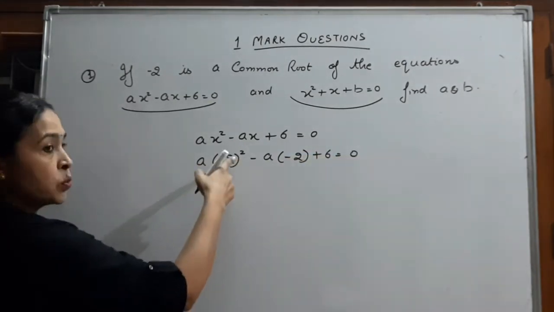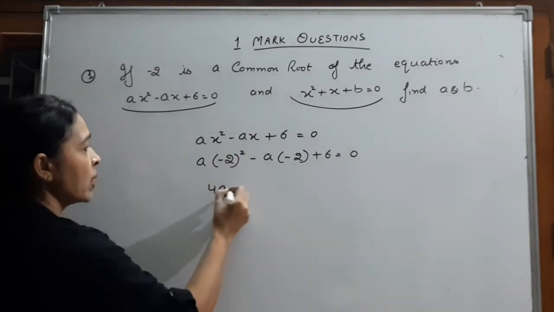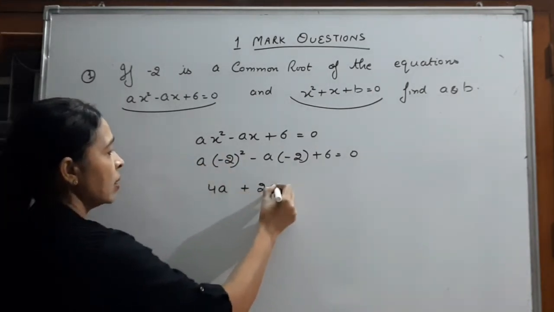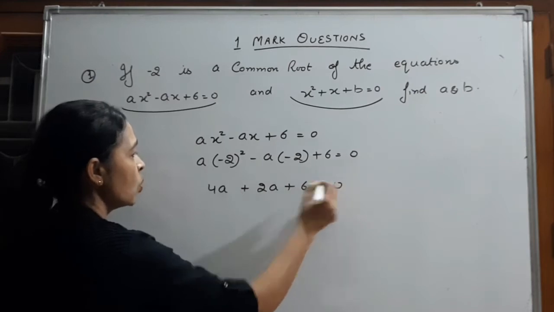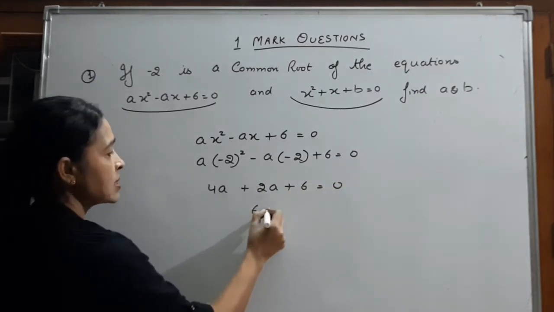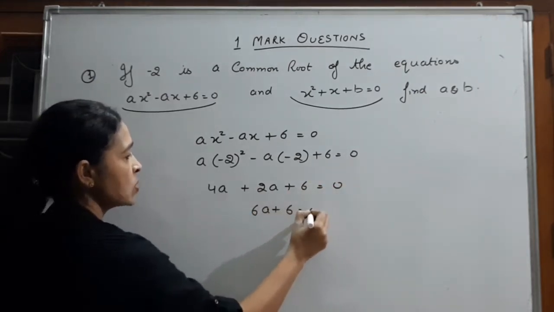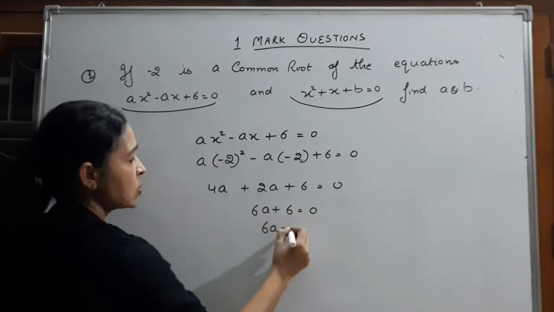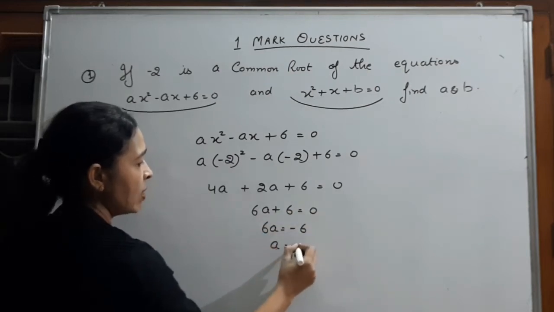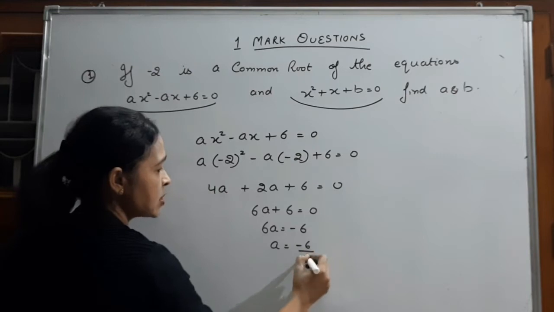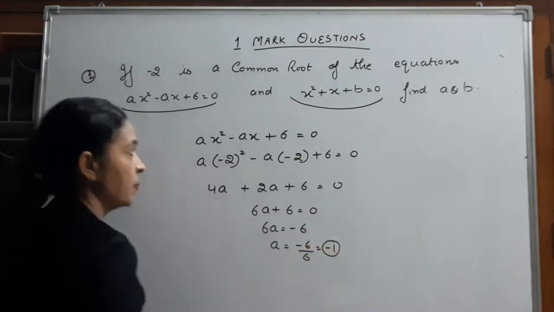Minus 2 square is 4, minus a into minus 2 is plus 2a. 4a plus 2a plus 6 equals to 0. 4a plus 2a is 6a plus 6 equals to 0. 6a equals to minus 6 and a will be minus 6 upon 6, that is minus 1.